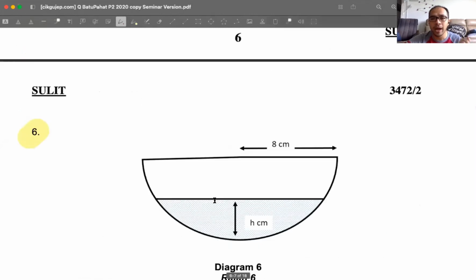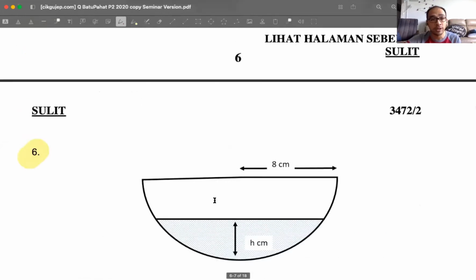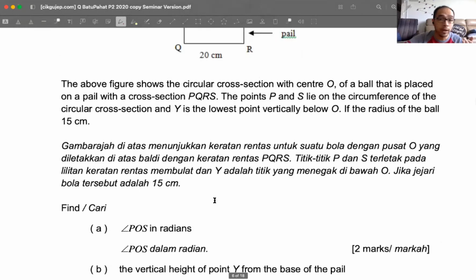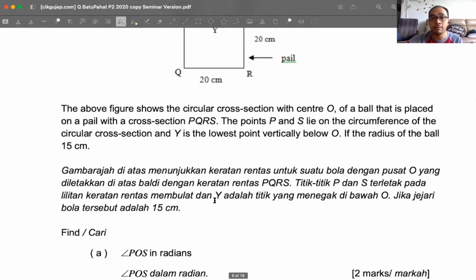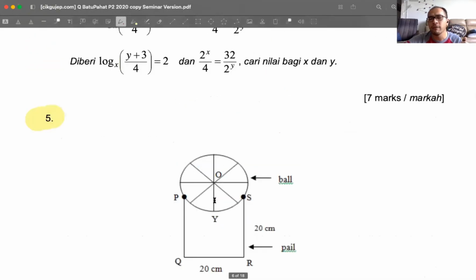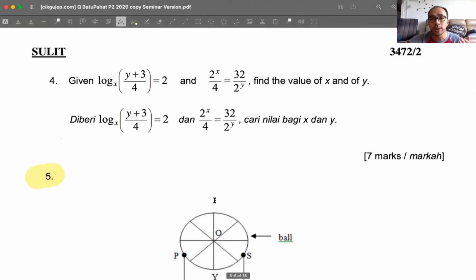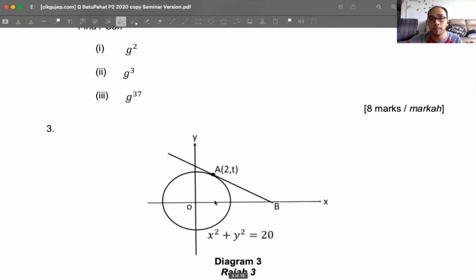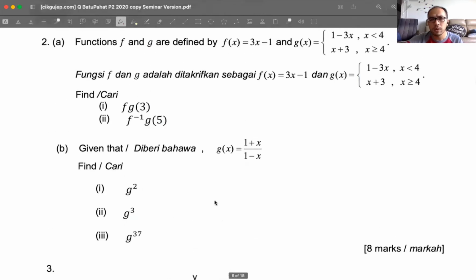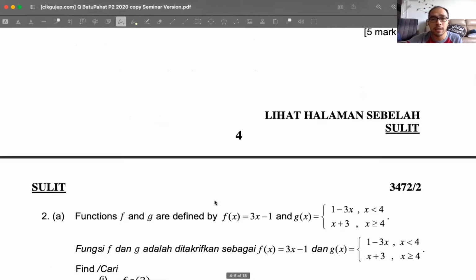Macam tiada bahkan. You're expecting a simultaneous equation question because simultaneous equation only comes out in paper 2 and usually it comes out in section A. I have never seen a simultaneous equation question come out in section B or C. Definitely not C lah, okay? So we are expecting, kita mengharapkan soalan simultaneous equation kan, tapi macam tiada. So we take a look.